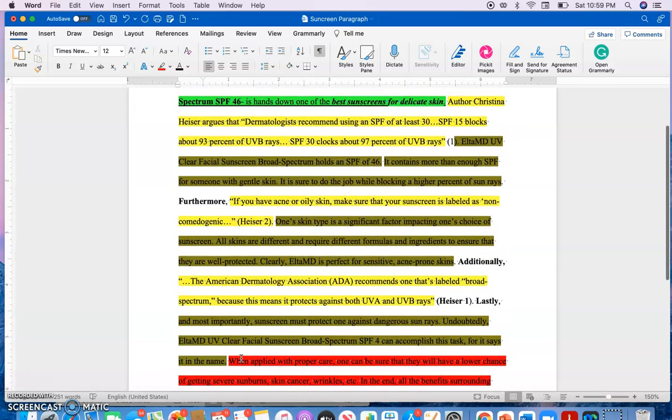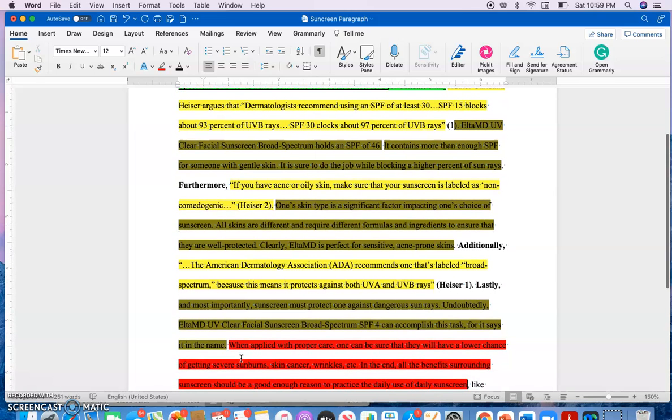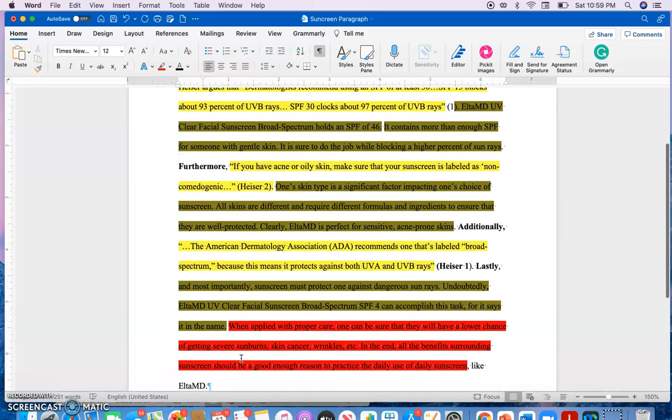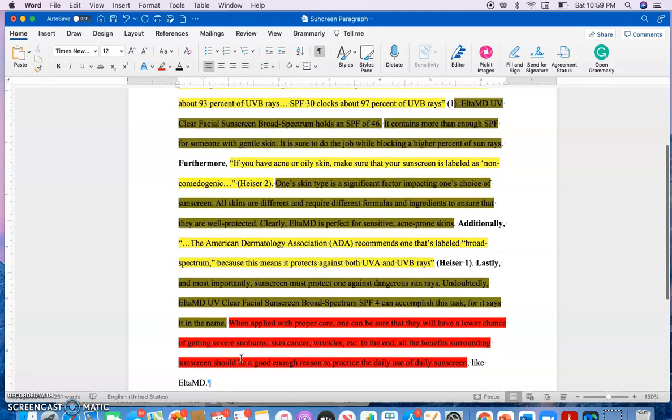And for this particular essay, that's really the only thing I looked at because we're still building. Next time, I'll be looking for other pieces, like making sure that you have transitions in there and that MLA formatting is there. And we'll move on to different competencies as we move through the writing process.